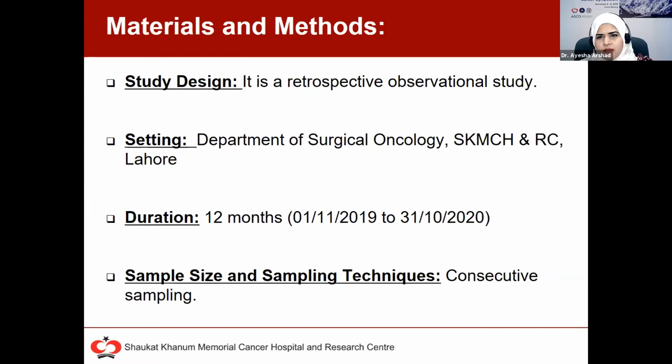COVID took about 4 months from us, I think, when we had to stop our elective lists. But we'll talk about that. I still think we have a good enough sample size, and our sampling technique was consecutive sampling.